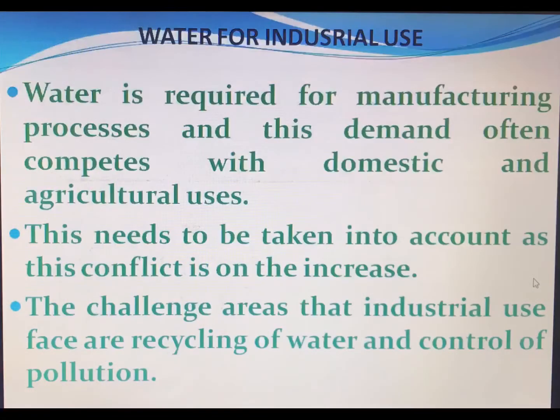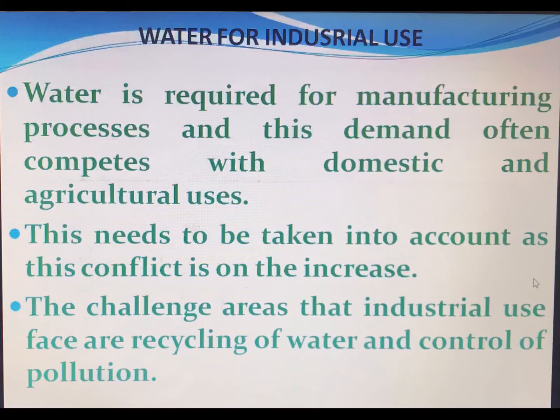So now, water for industrial use. Water is also used for industrial purposes to do different things. Water is required for manufacturing processes, and this demand often competes with domestic and agricultural uses. So water is also used in manufacturing things and processes, and this demand competes with the domestic and agricultural use of water. This needs to be taken into account as this conflict is on the increase.